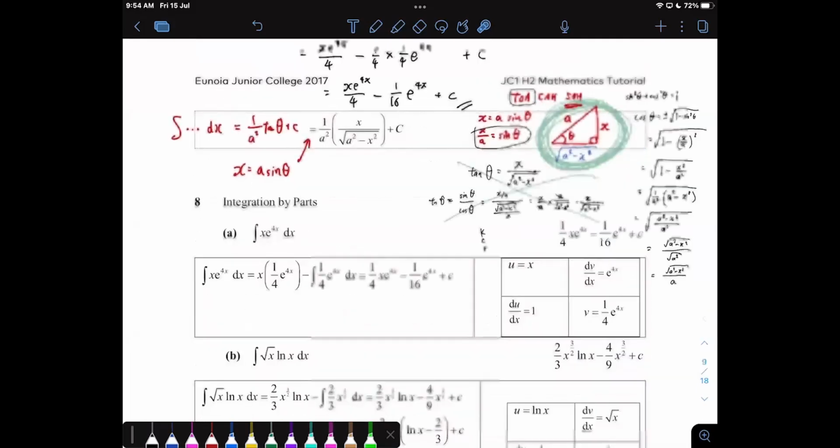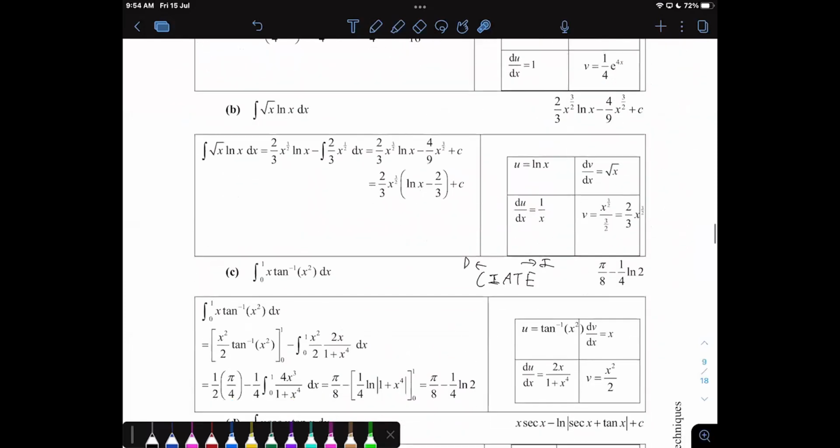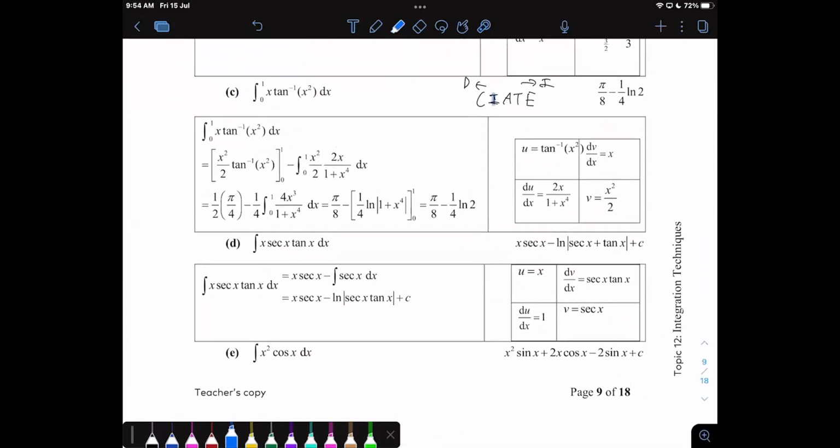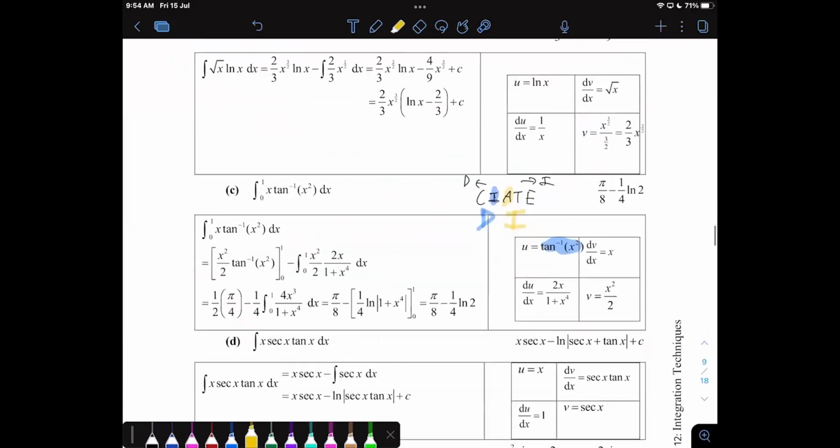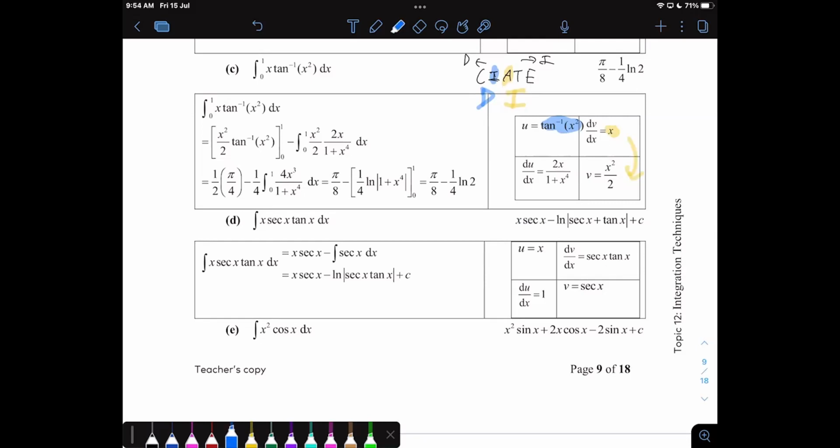So maybe I highlighted I and A maybe in different colors. Then this guy is your I. You try to differentiate the tangent inverse. And you try to integrate the algebraic. The x here, you try to integrate. Okay? Yeah, just use table method. Then just remember, integral of u dv is equals to uv minus integral v du.